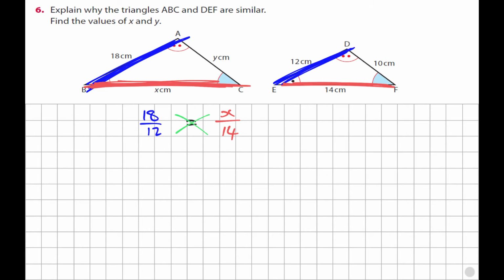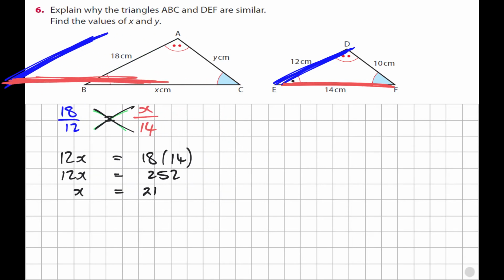If I cross multiply there, I'll get 12 times x, which is 12x, equals 18 times 14. So 12x will be equal to 18 multiplied by 14, which gives us 252. To find out what x is, I divide both sides by 12. So divide that by 12 and we get 21, which is what we calculated in the last question. Okay, so that's the first one done.